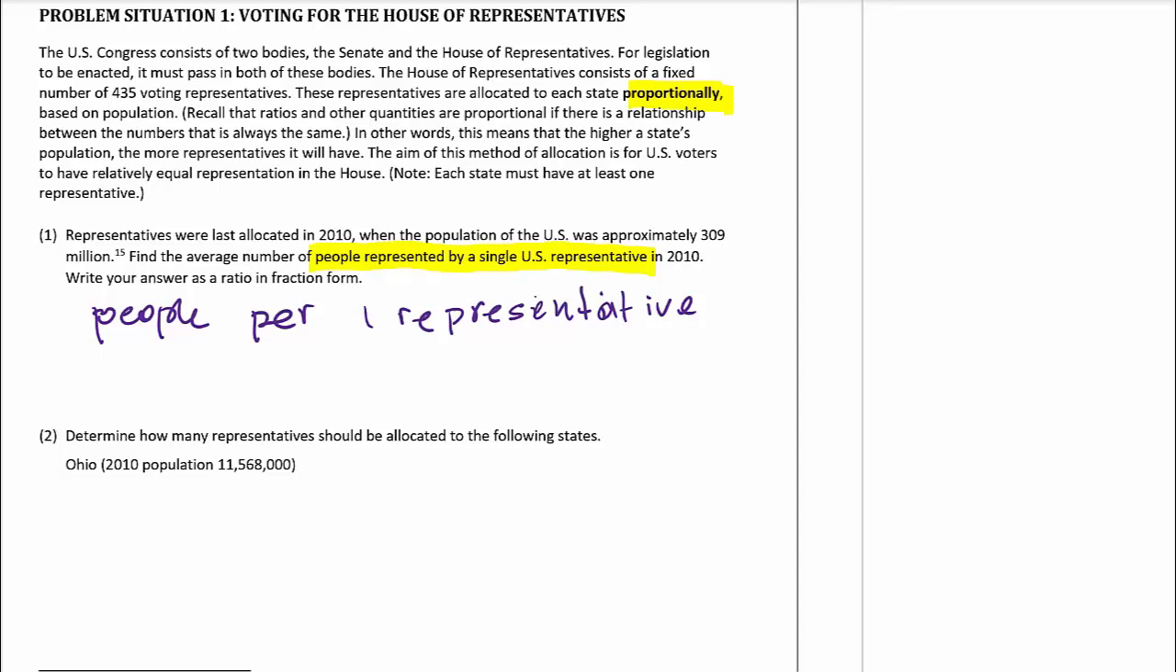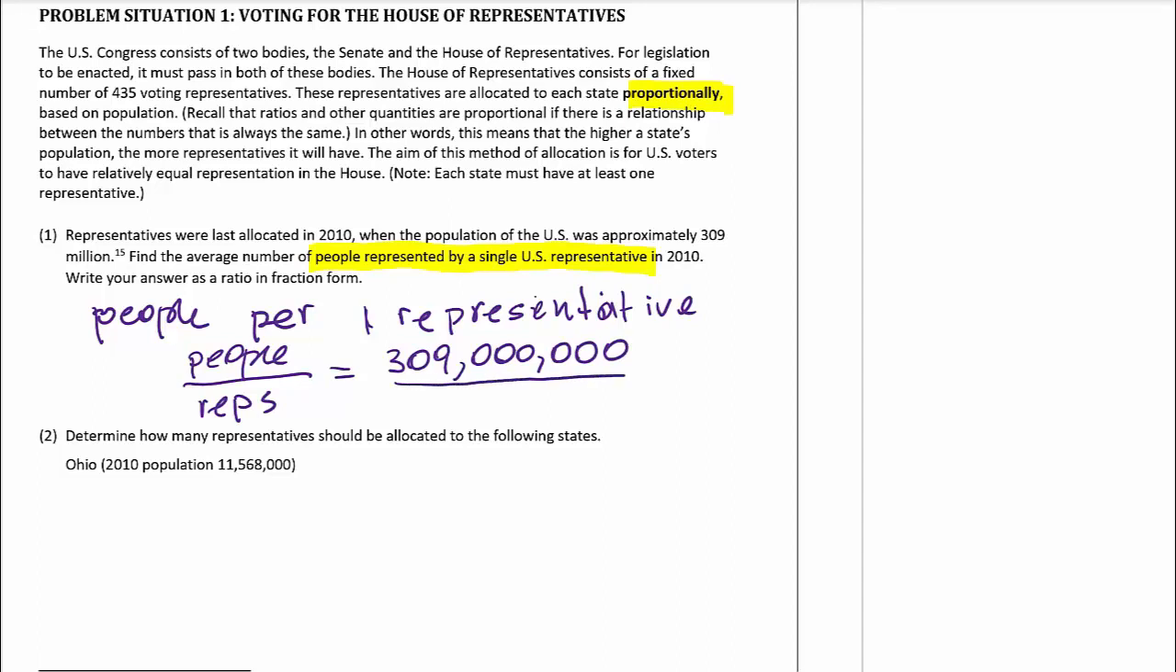So let me give you a moment to calculate that ratio. Alrighty, so let's go over it. The number of people in the United States in 2010 was, I'm going to first write this as a ratio, people divided by representatives, reps, I'll just abbreviate it like that. I'm going to write the number 309 million in standard form. And I'm going to divide this by the number of representatives that there are in the House, and that number is 435.